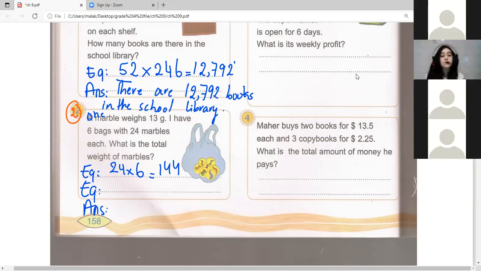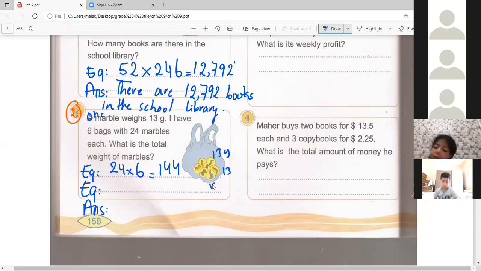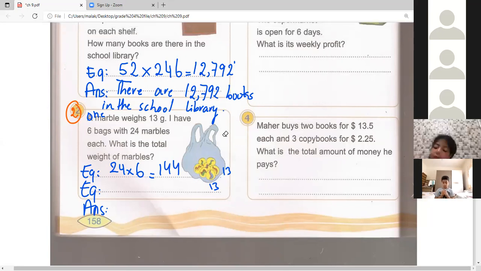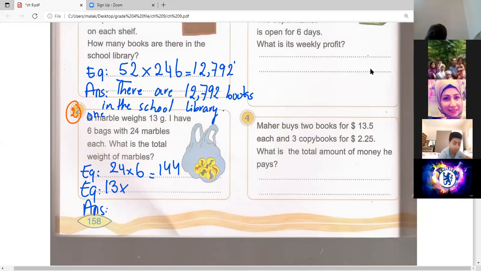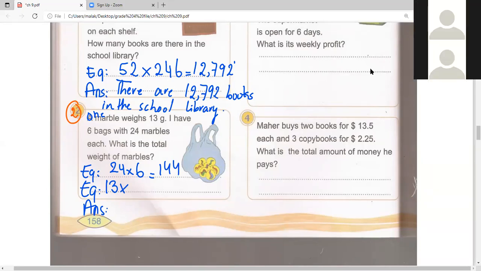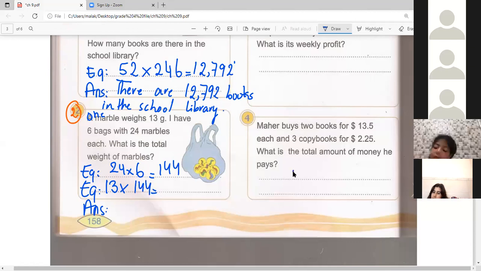Each one of them weighs 13 grams. So what am I doing here? We are repeating. So what shall I do, Tamara, if we are repeating? Times, we have to multiply. I don't use divide unless we are distributing. The total will be given. I will not find the total if it's given. So 13 times 144. Let's arrange it.